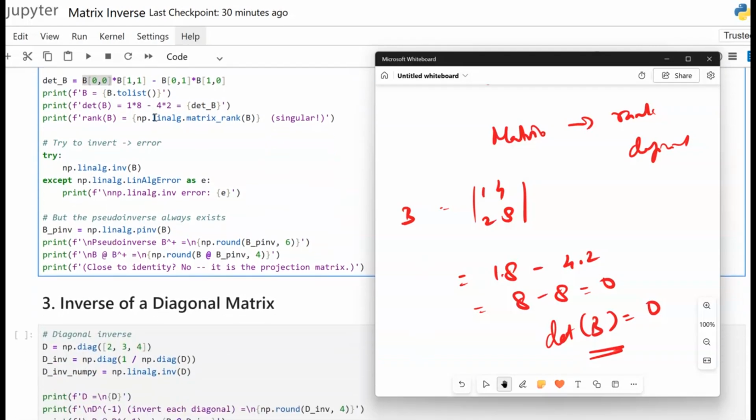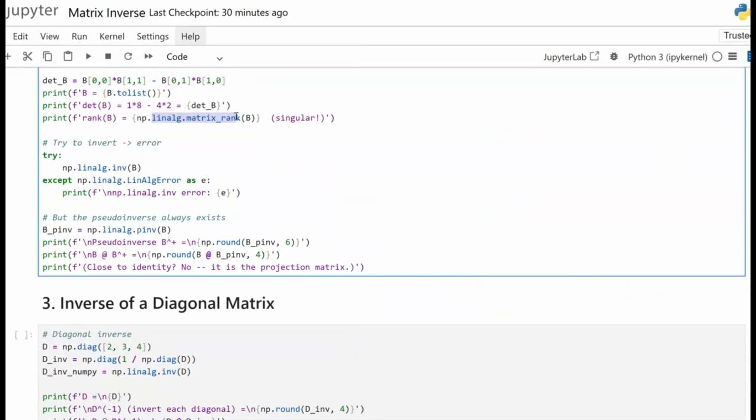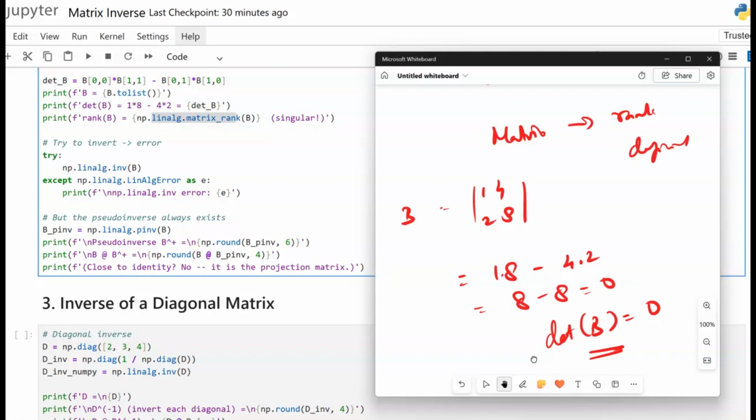Okay, now let me move on to the rank. And kindly observe, dear friends, here, don't get confused.